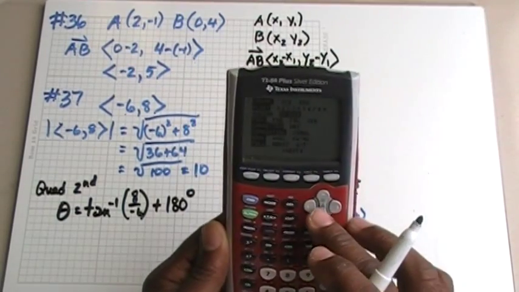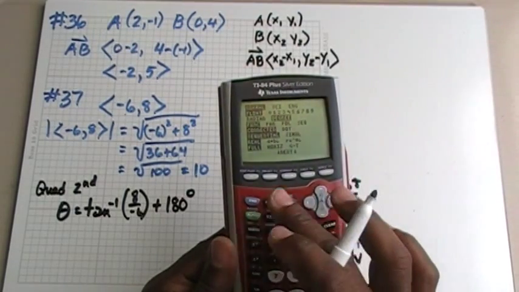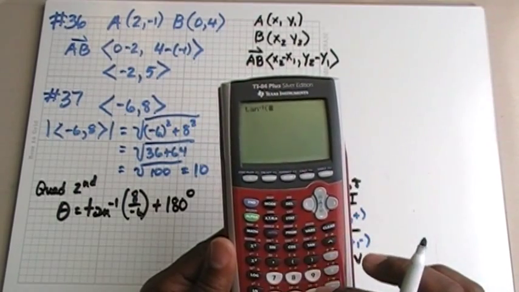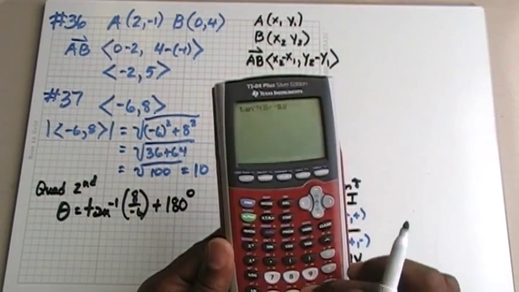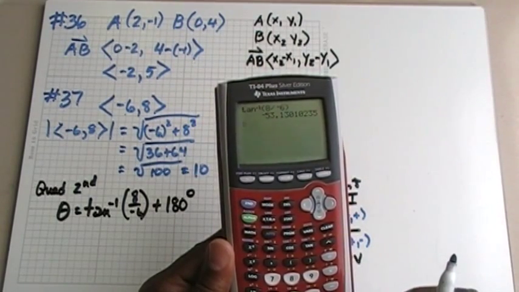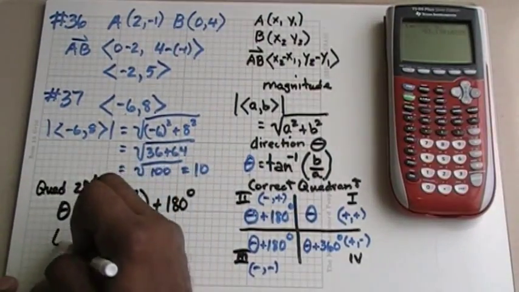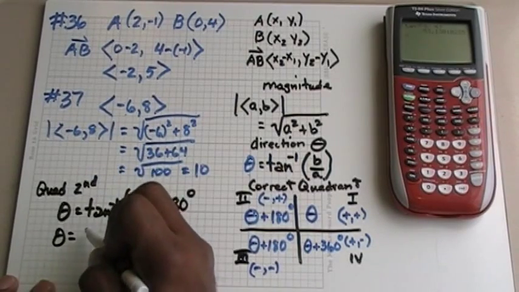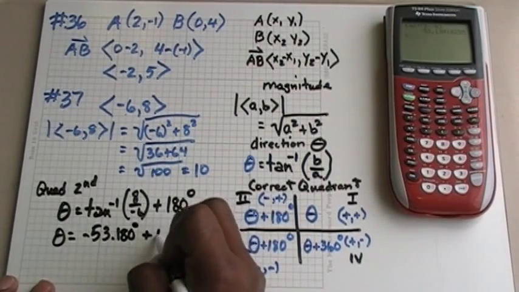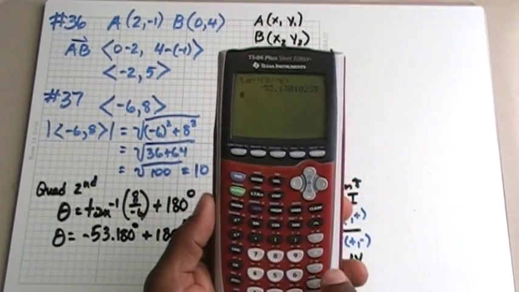Make sure your mode is in degrees. Mode is in degrees. All right, we're going to go inverse tan of 8 divided by negative 6. That's going to give us a negative 53.130. So theta is equal to negative 53.130 degrees, but we want to go plus 180, so we want to add 180 to that.